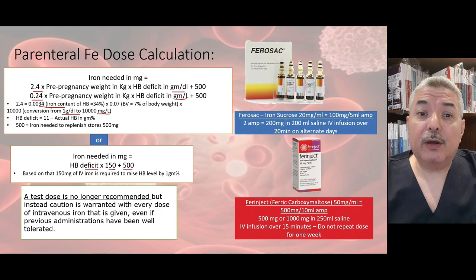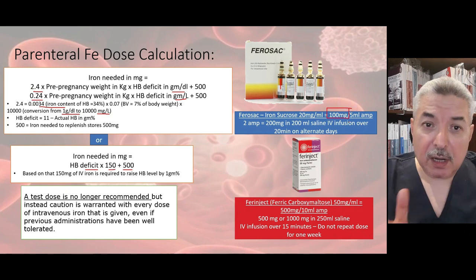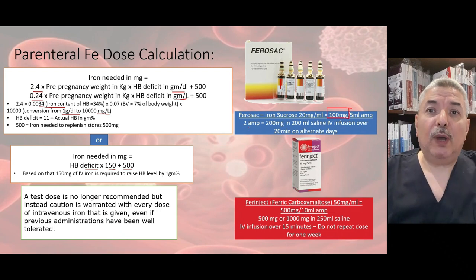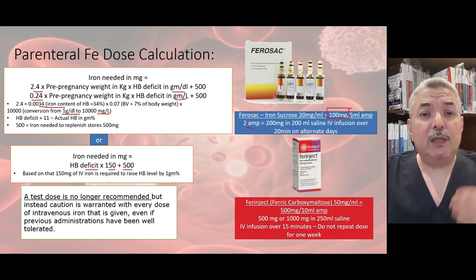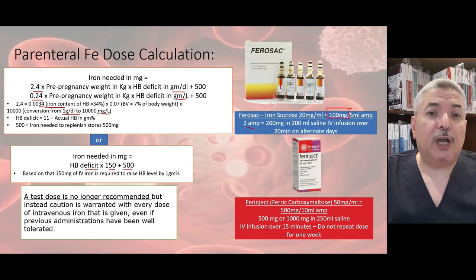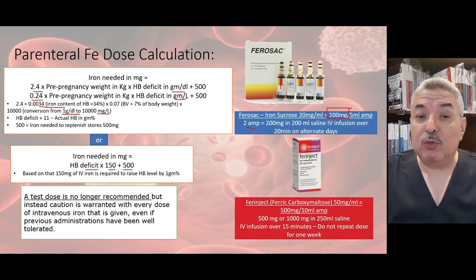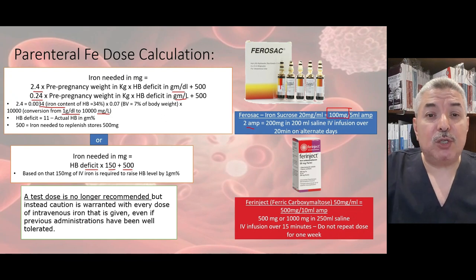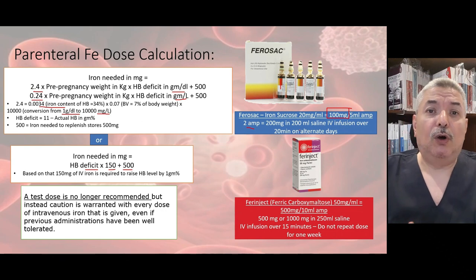The Venofer is iron sucrose and the ampoule is 5 milliliters. Each ampoule contains 100 milligrams of elemental iron, okay? In the carbohydrate shell, of course. Now you put two ampoules, which is 200 milligrams, in 200 milliliter saline, IV infusion over 20 minutes. And you can infuse on alternate days to avoid the rise in hepcidin, so the patient can utilize the iron that you are giving. So if you need 1000 milligrams, this means that you will give the patient 5 infusions on alternate days.